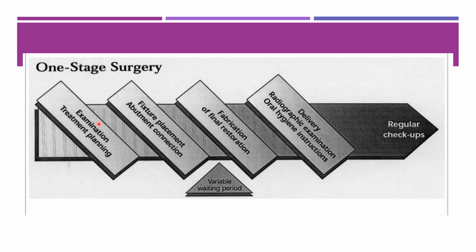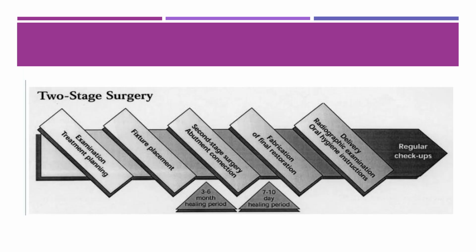So here comes the one stage surgery. First the pre-surgical evaluation, examination, and treatment planning. Then comes the fixture placement, that is the implant placement, and then the waiting period for osseointegration. It will take 3 to 6 months, varying according to the quality of bone and the host response. Then the fabrication of the final restoration after removing the gingival former, and delivery. The radiographic examination will be taken, oral hygiene instructions will be given, and there will be regular checkups.